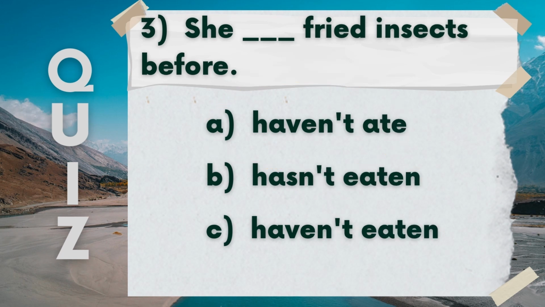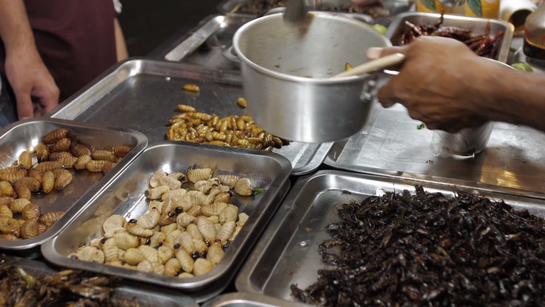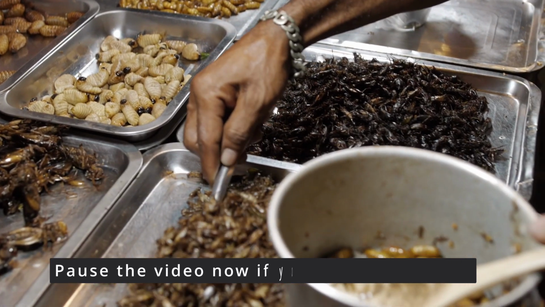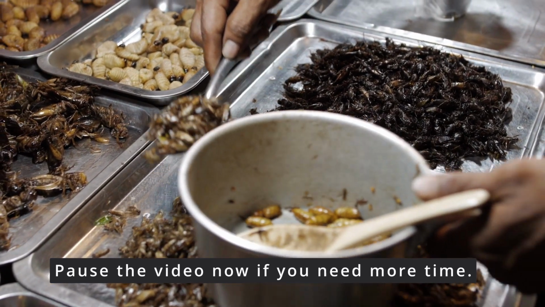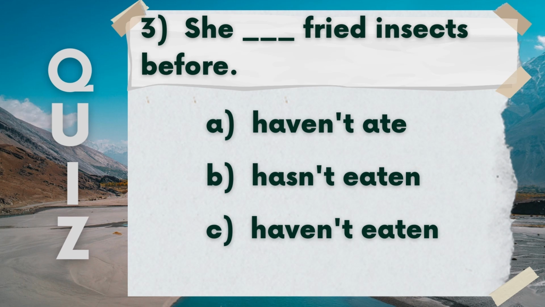Question 3. She, blank, fried insects before. A, haven't ate. B, hasn't eaten. C, haven't eaten. If you said B, hasn't eaten, you are correct. She hasn't eaten fried insects before.